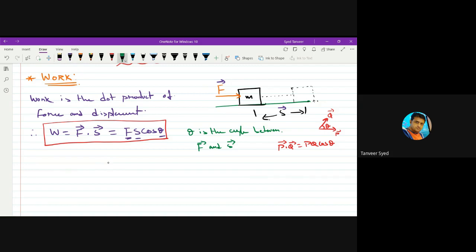If theta lies between 0 and 90 degrees, that is, 0 less than or equal to theta and theta less than 90 degrees, that means the value lies in the first quadrant, then what is the value of cos theta?